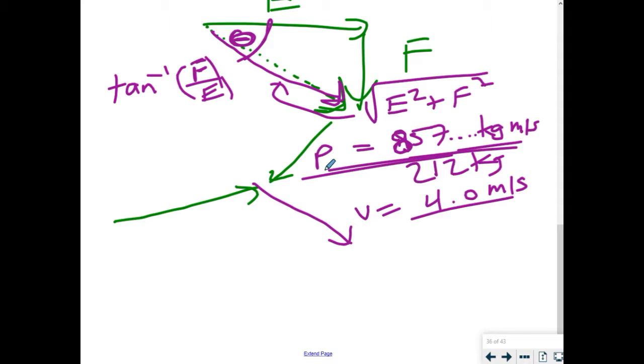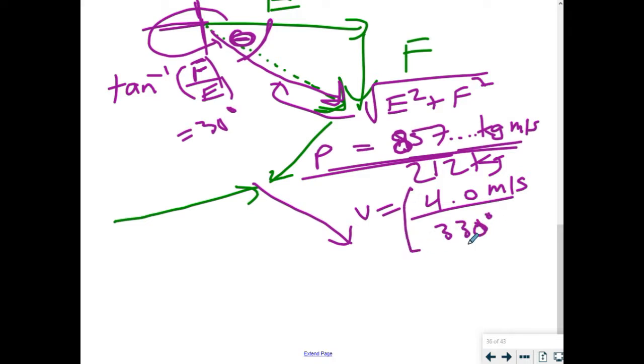This is also why it's really nice to save all your values in your calculator. F over E. I've got an angle of, with 2 sig digs, 30 degrees, because F is going to be your opposite, and E is going to be your adjacent. However, that's not really going to work, because that's 30 degrees below the x-axis. All the way around the circle will actually be 330 degrees. So I guess that would be the best possible answer you could give: 4 meters per second, 30 degrees below the axis, which is 330.